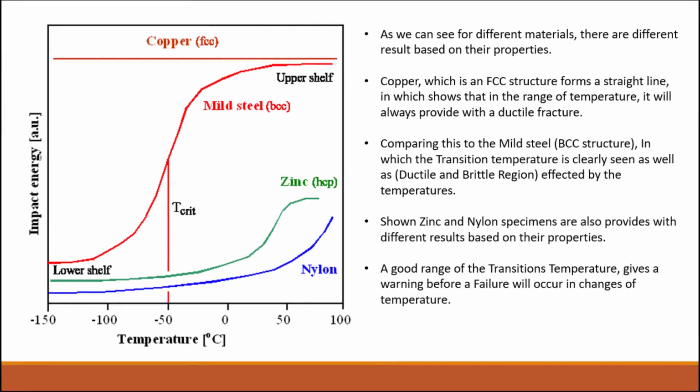As we can see, different materials have different results based on their properties. Copper, which is an FCC structure, forms a straight line, which shows that in the range of temperature, it will always provide a ductile failure. Comparing this to mild steel, a BCC structure, the transition temperature is clearly seen, as well as the ductile and brittle regions affected by the temperatures. Shown zinc and nylon specimens also give different results based on their properties. A good range of transition temperature gives a warning before failure occurs with changes of temperature.